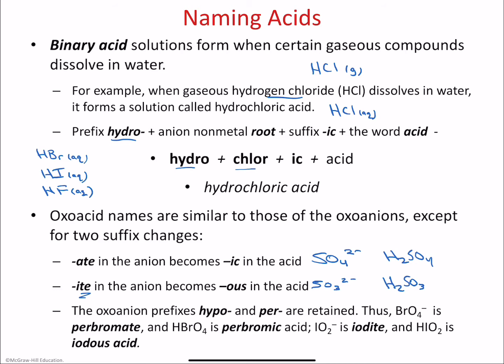Then a little bit more information about the hypo and per prefixes for oxoanions. These are retained. So for example, if I had BrO4-, so this is perbromate, it would be perbromic acid. So HBrO4 would be perbromic acid. And then IO2-, that's iodite. So HIO2 is iodous acid. And then if I had IO-, which is hypoiodite, then if I had HIO, this would be hypoiodous acid. All right, there we go.